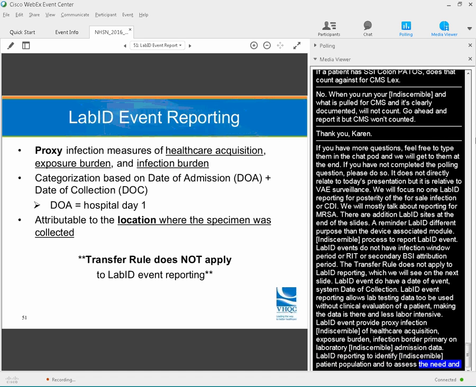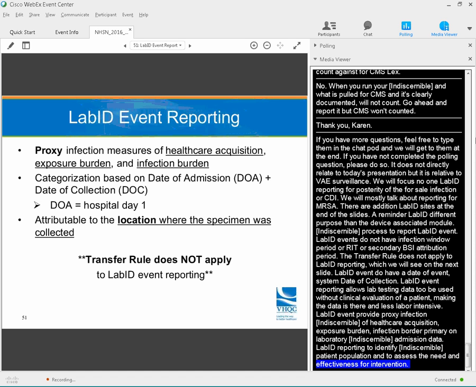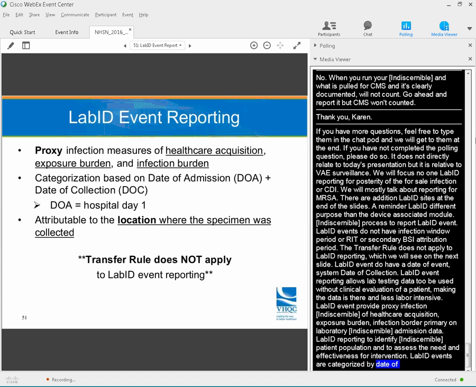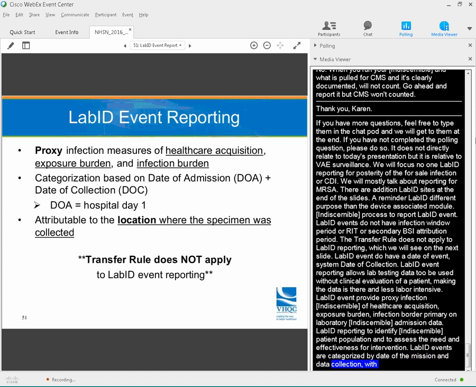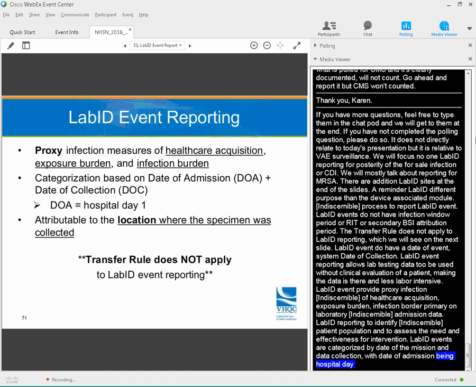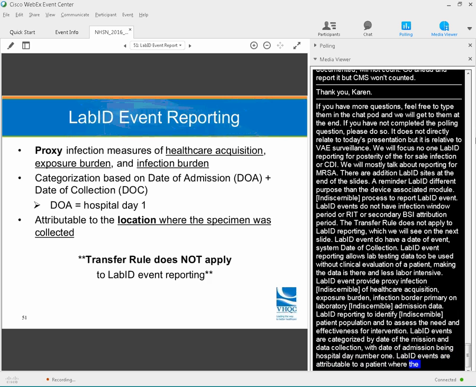Lab ID events are categorized based on date of admission and date of collection, with the date of admission being hospital day 1. Lab ID events are attributable to the location where the patient was assigned when the specimen was collected, which means that the transfer rule doesn't apply.